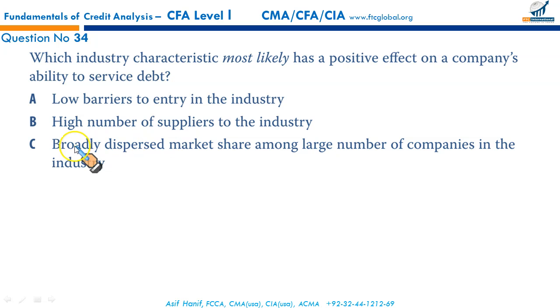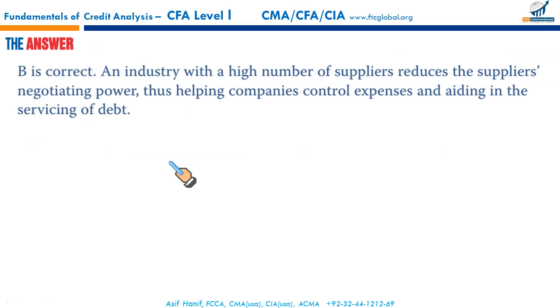And why not C? Broadly dispersed market share among large number of companies in the industry. That means rivalry is high, so not positive effect on the company. So B is our right option.